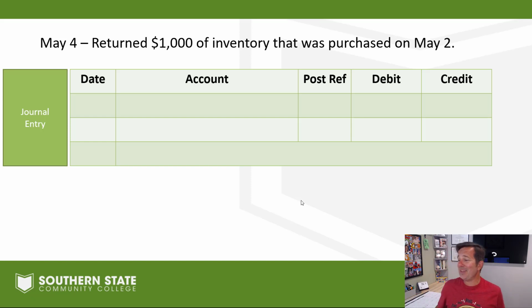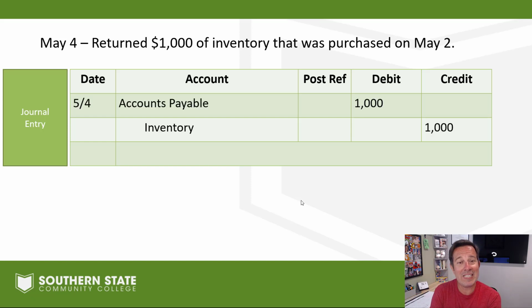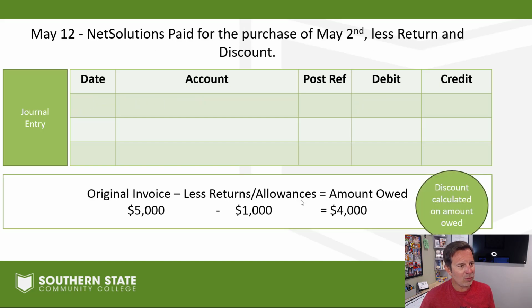Hopefully you had a chance to do that. Let's take a look here. We have a debit to accounts payable and a credit to inventory. Lowering the accounts payable because we don't owe that anymore. Lowering the inventory because we sent that inventory back. Finally, the tricky one, May 12th. Net Solutions paid for the purchase of May 2nd, less returns and discounts. Remember, at this point in the game, we owe $4,000 on that accounts payable. We're calculating the discount on the amount that is owed. So take a moment, see if you can figure out the accounts in play, see if you can figure out the numbers involved.